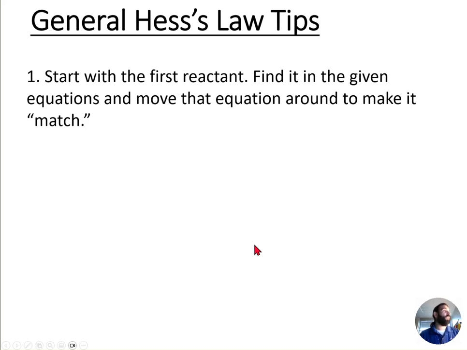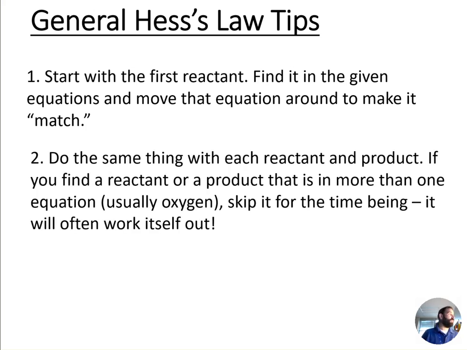All right, so general tips for doing Hess's law. First, start with the first reactant you see in the equation. Find it in the given equations and manipulate that equation to make it match the overall. Do the same thing with all the reactants and products. If you find a reactant or a product that is in more than one equation, usually it'll be oxygen, but sometimes not, skip it for the time being because it'll usually work itself out.